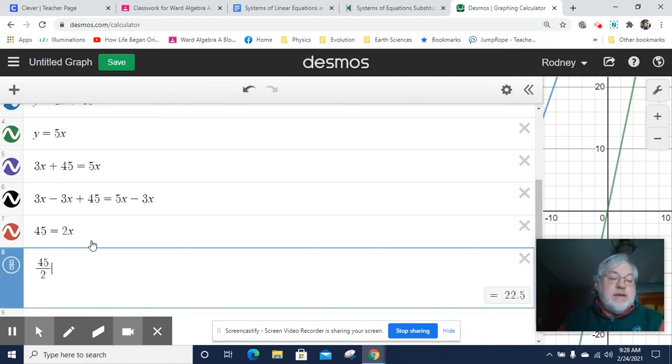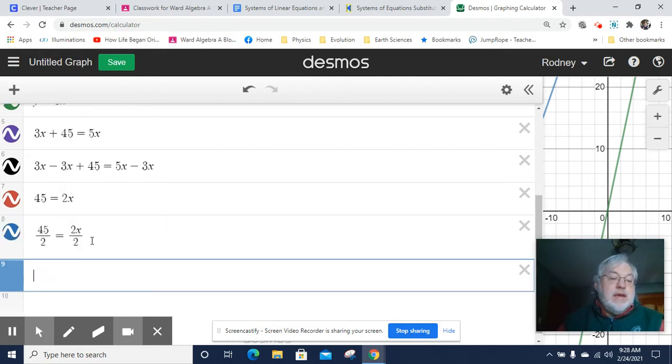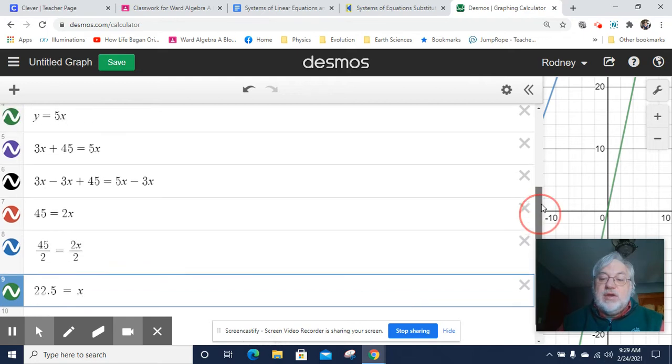And now I just divide both sides by 2. 45 divided by 2 equals 2x divided by 2. And 45 divided by 2 is going to be 22.5. And the 2's cancel out. So x is 22.5. Now, we know how many seconds it'll take before you catch up.